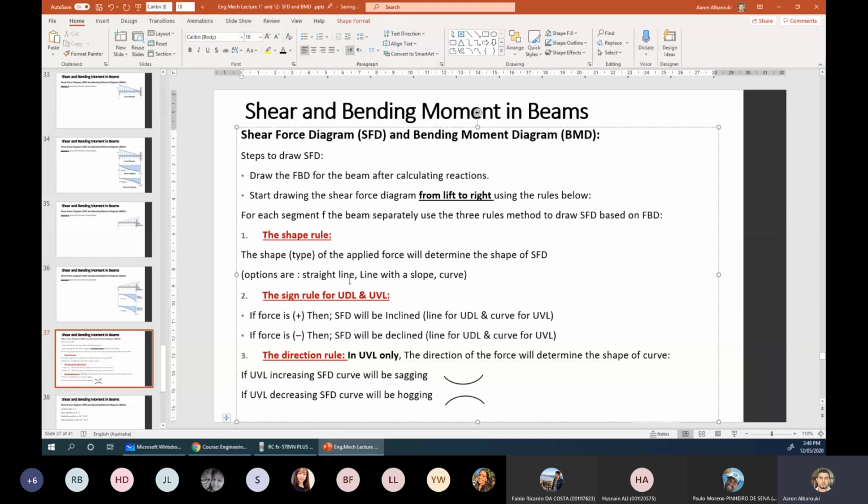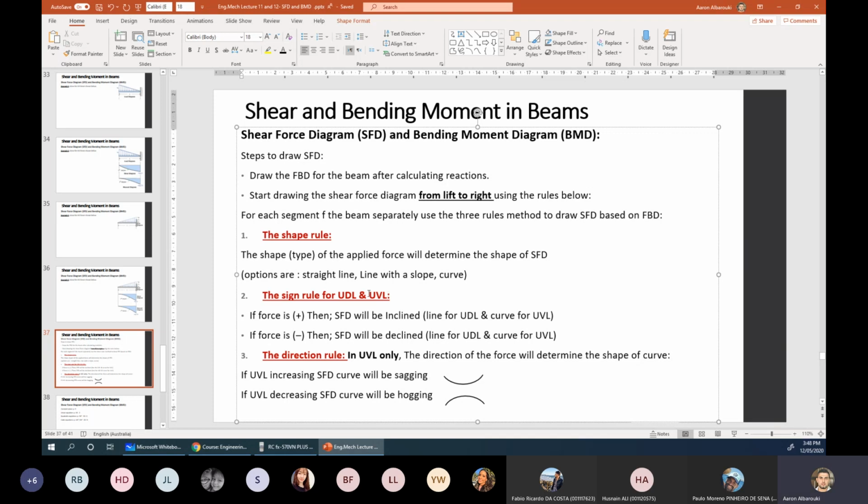Don't care. Is it going up or down? I don't care. All we know is it's a line with a slope. And the curve, the same thing. We don't care now. All we know is what type of curve. Is it first degree, second degree curve? That's the answer you get from here. Okay, sorry, second degree or third degree curve.